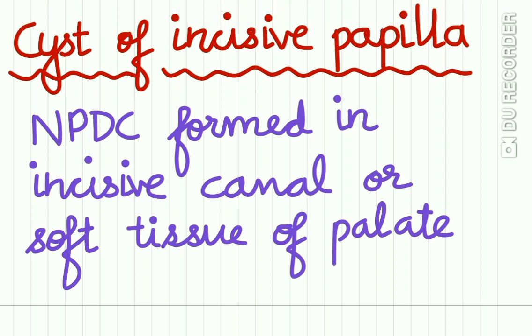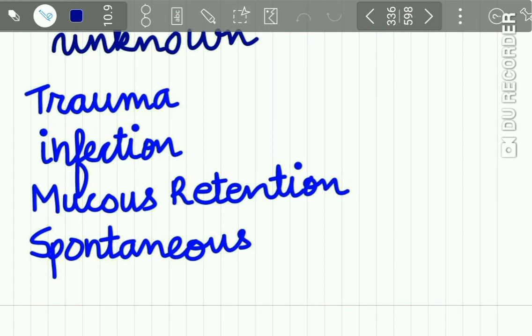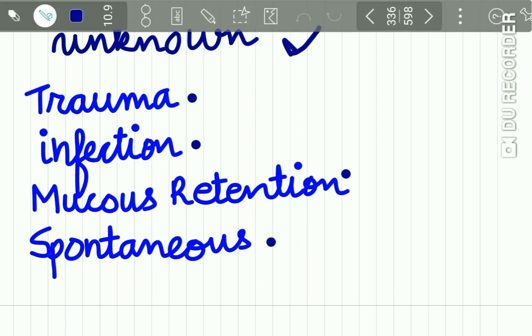Now, there is a different entity called the cyst of the incisive papilla. The cyst of the incisive papilla is a nasopalatine duct cyst formed in the incisive canal or the soft tissue of the palate. So, the incisive papilla cyst is a soft tissue cyst. Now, the etiology: the proliferation of the epithelial remnants gives rise to the nasopalatine duct cyst. The stimuli for proliferation may be trauma, infection, mucus retention, and spontaneous proliferation.